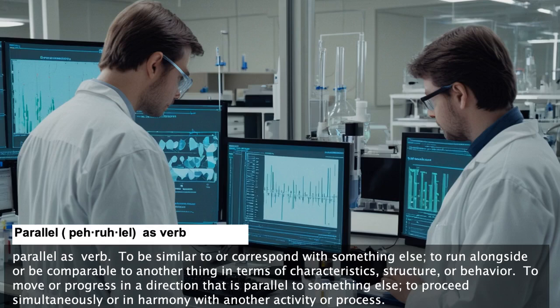Parallel, verb. To be similar to or correspond with something else. To run alongside or be comparable to another thing in terms of characteristics, structure, or behavior. To move or progress in a direction that is parallel to something else. To proceed simultaneously or in harmony with another activity or process.